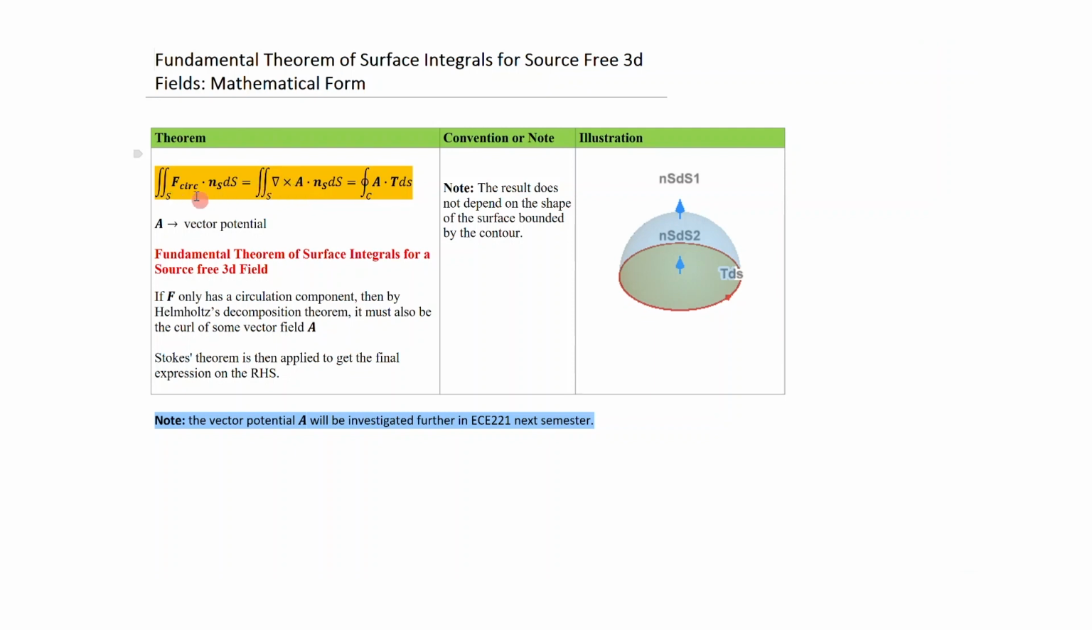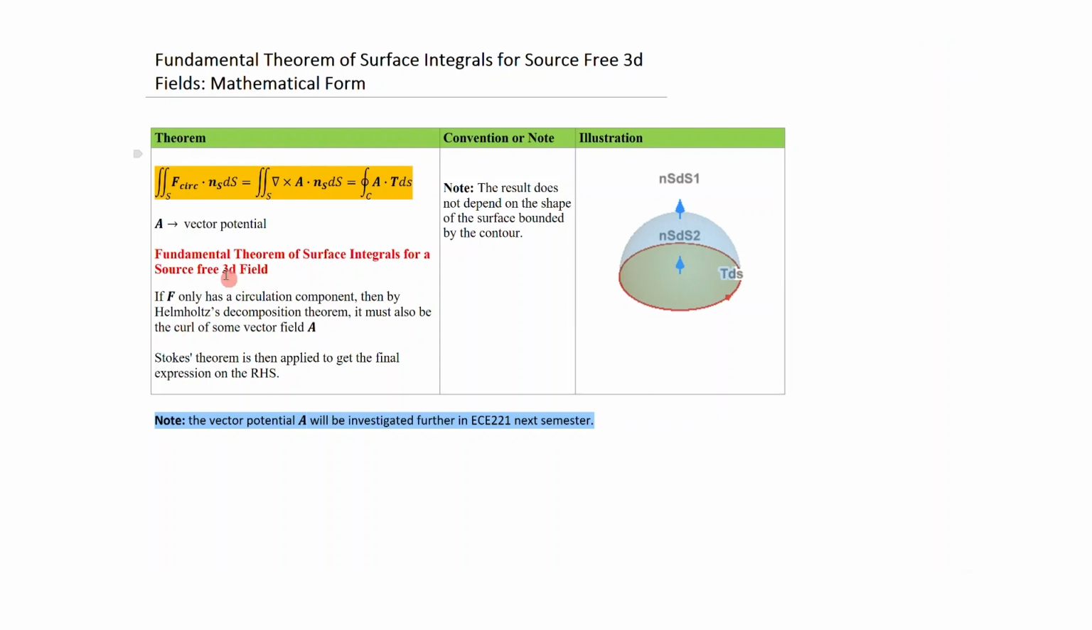So F circ is the curl of the vector A if we're dealing with a source-free field. I can make this automatic substitution. However, this expression in this form can be converted into a closed contour line integral using Stokes' theorem. So from here to here is just applying Stokes' theorem. This is a fundamental theorem of surface integrals for a source-free 3D field.